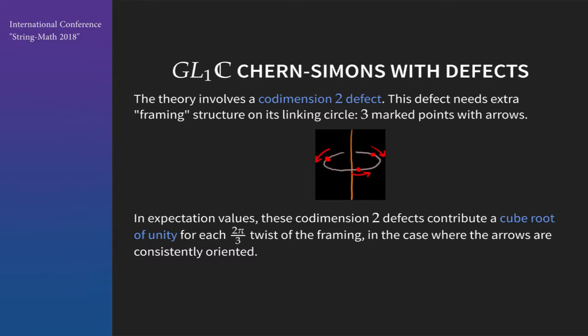This one plays a rather technical role, but I have to describe it first. And it's not just a line, but it carries a little bit of additional framing structure. So around the place where this defect sits on its linking circle, you have to put 3 mark points. In Chern-Simons theory, we're used to the idea of a framing where you have to put 1 mark point. Here, you have to put something a little different. You have to put 3 mark points, and you have to put little arrows going one way or the other.